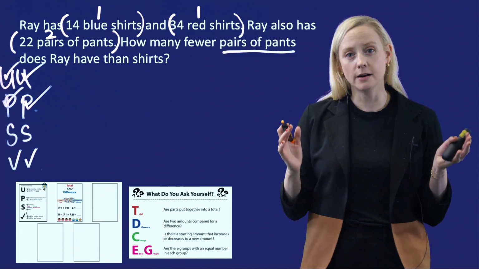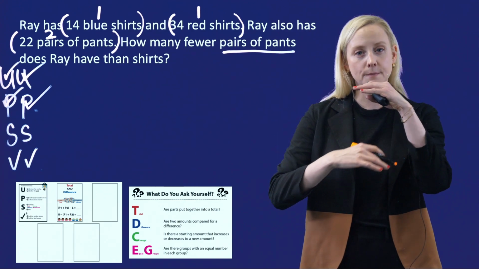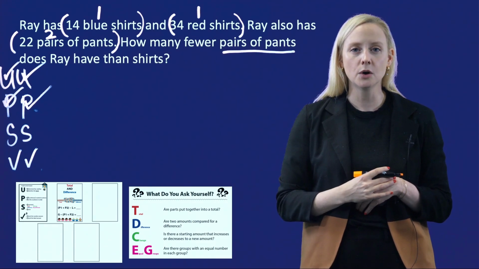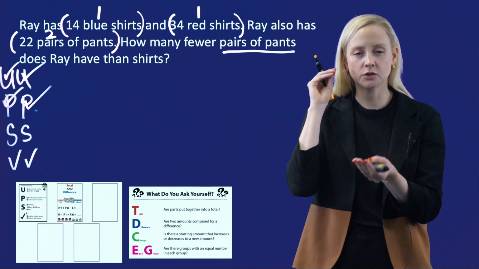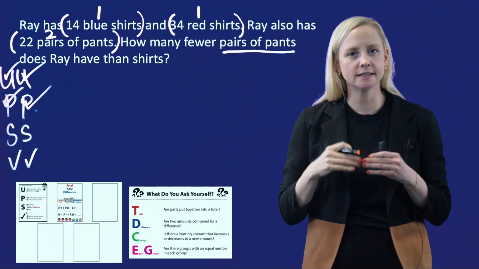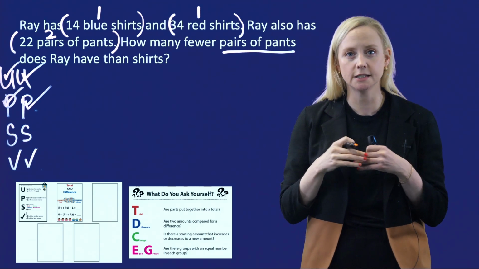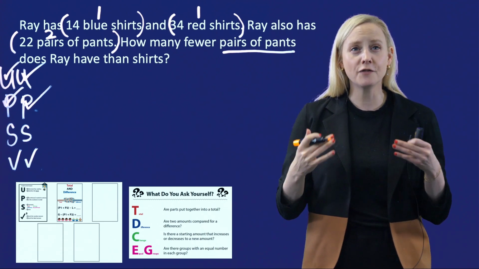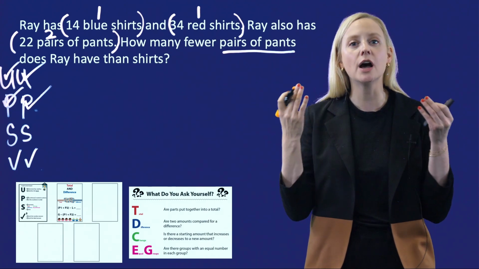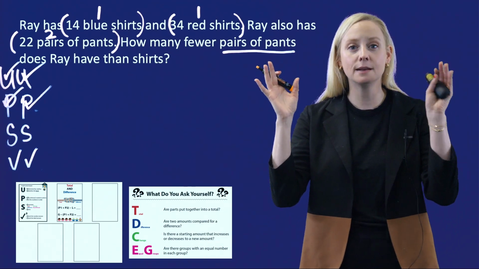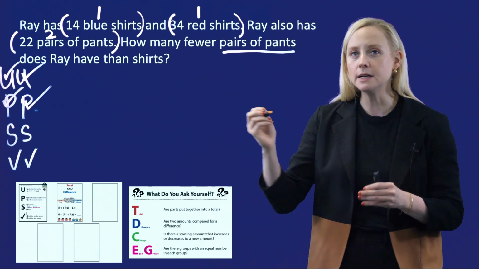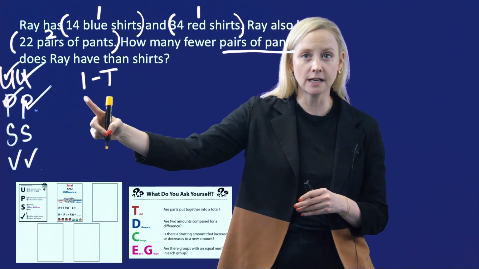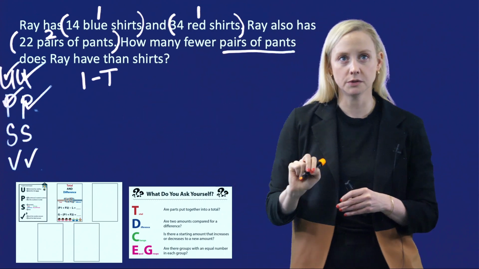We can say, are parts put together for a total? Are 2 amounts compared for a difference? Is there a starting amount that increases or decreases to a new amount? Or do we have groups with an equal number in each group? Let's read our first sentence. A lot of times it's helpful to break apart sentences for students. It says Ray has 14 blue shirts and 34 red shirts. So I know first I'm putting the shirts together. I need to figure out the total number of shirts. I have red shirts and blue shirts, and I'm putting those together. So what I'm going to do is put a 1 and then a T. This tells me that my first step in solving the problem is using the total schema.